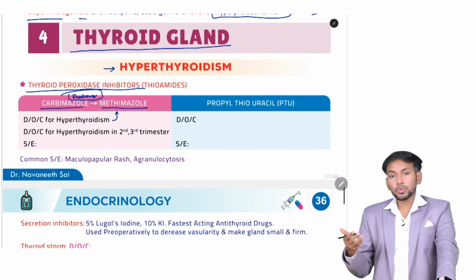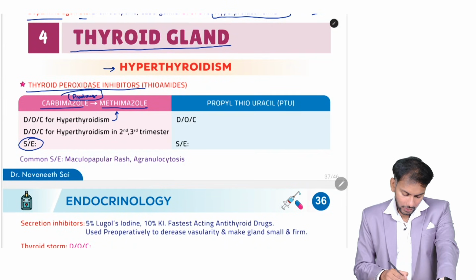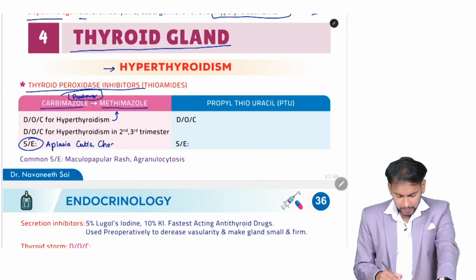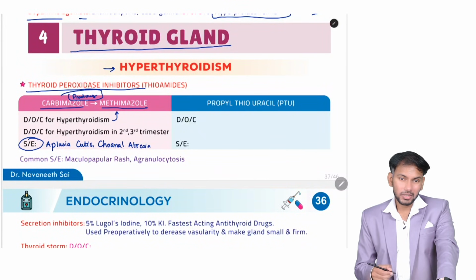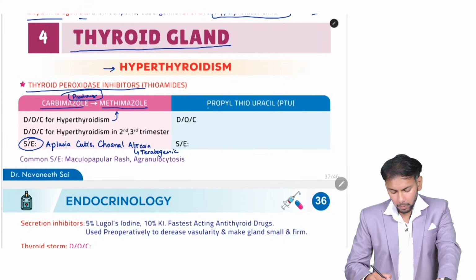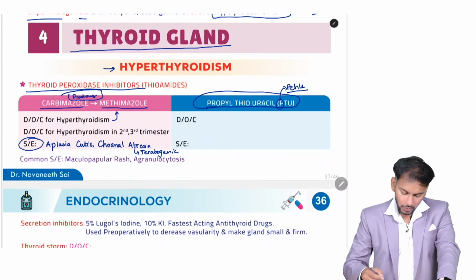Now, can you use these drugs in pregnancy? No. Why? Because it has a side effect called aplasia cutis, and it can also cause choanal atresia or esophageal atresia. These are teratogenic effects, no? So you cannot use them in pregnancy. In the first trimester of pregnancy, you should use propylthiouracil, PTU. So it is given P for P, first trimester. What should you use in the first trimester? It is PTU.